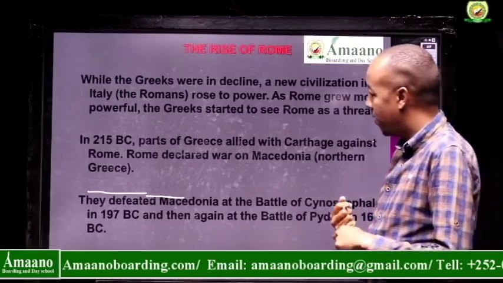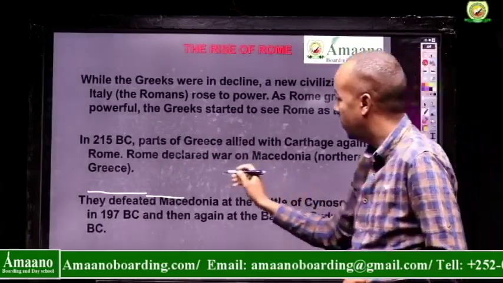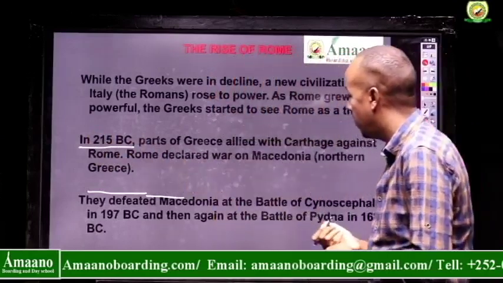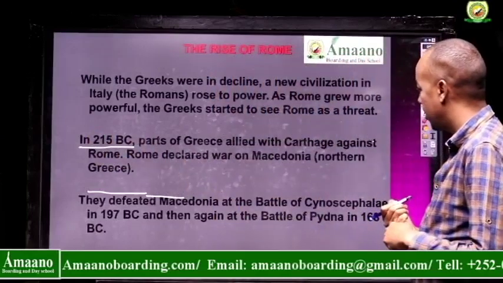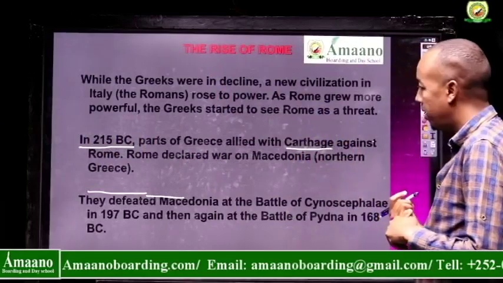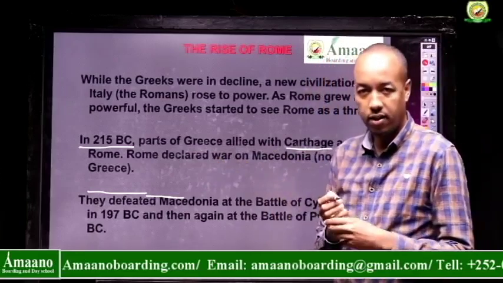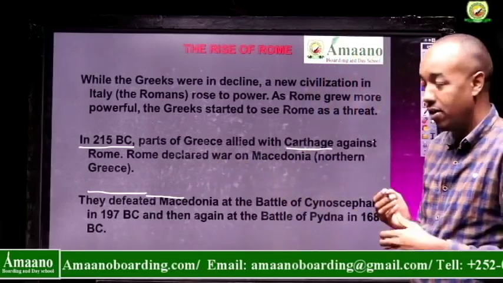In 215 BC, parts of Greece allied with Carthage. Carthage was also a city in Morocco, against Rome. Rome declared war on Macedonia, and Macedonia was the place where the Greek civilization first started.